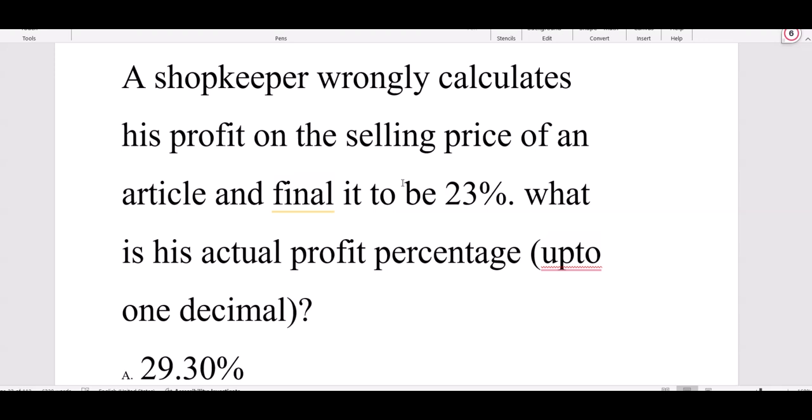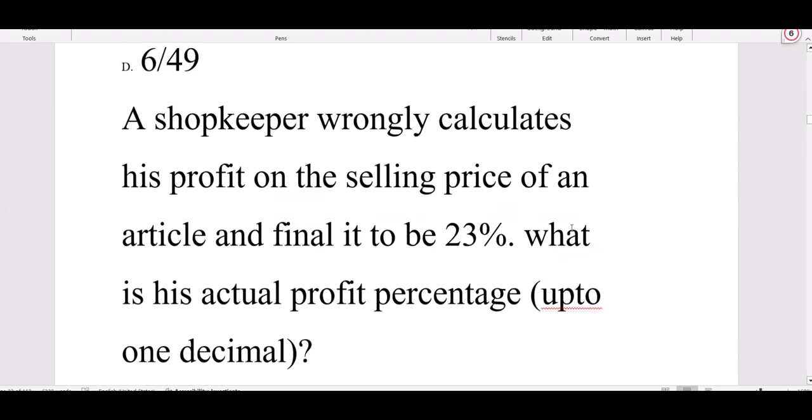Now immediately you will ask me, sir, selling price value, cost price value, profit value not given. If all things are given, everybody will do. What's your specialty, right? Now see, very simple. This guy first calculated profit on selling price. That is why I am assuming selling price. You can assume any value. I am assuming 100. Now what is profit? 23.